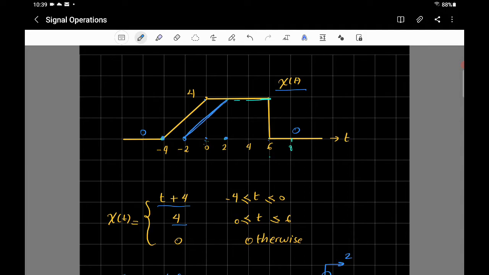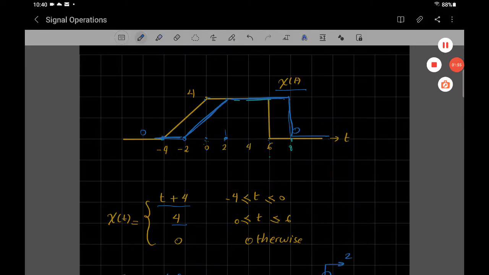this: the first part moves to this part, and the 0 will be in this one. And then this constant value 4, from 0 to 6, is going to move to 2 and 8, so from 2 up to 8. So that will be the function here. And after 8 it will become 0. So that's the graph.